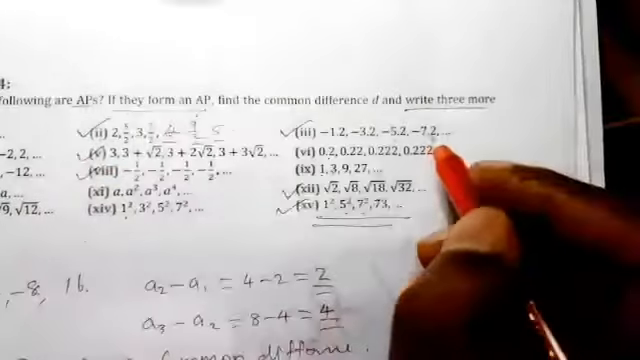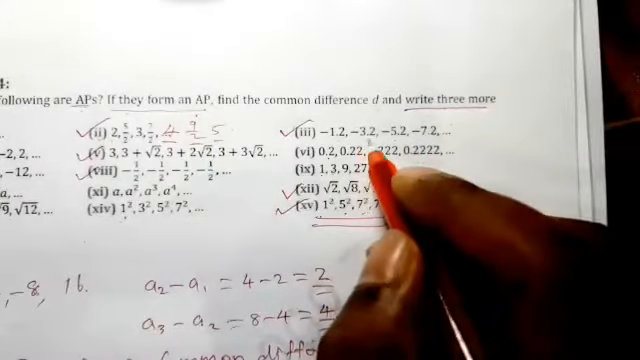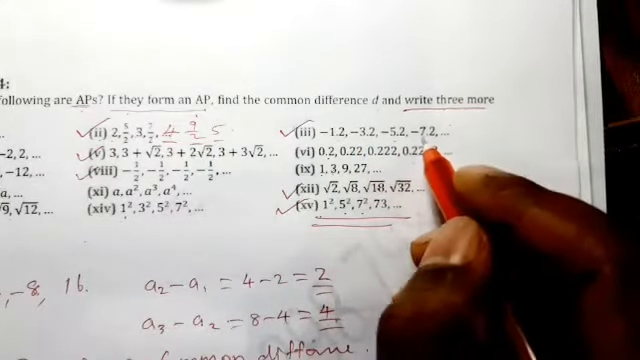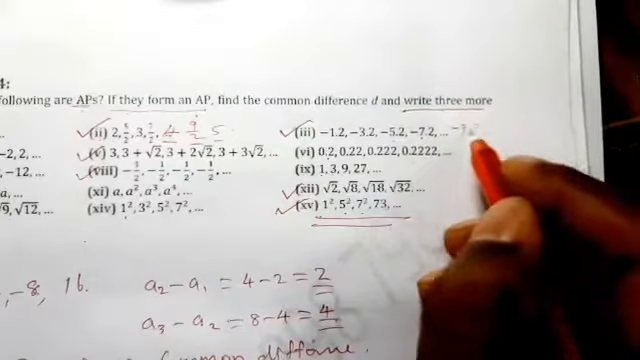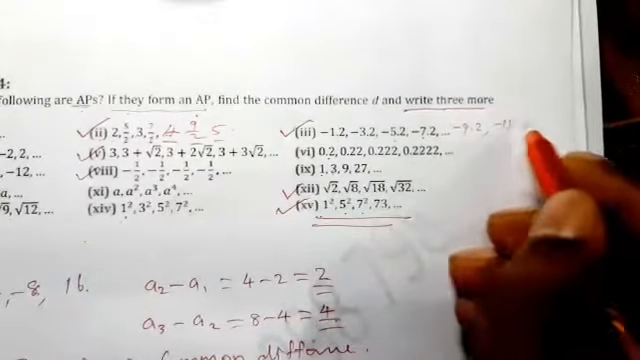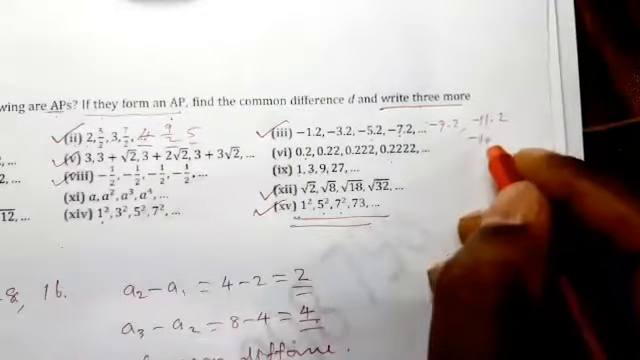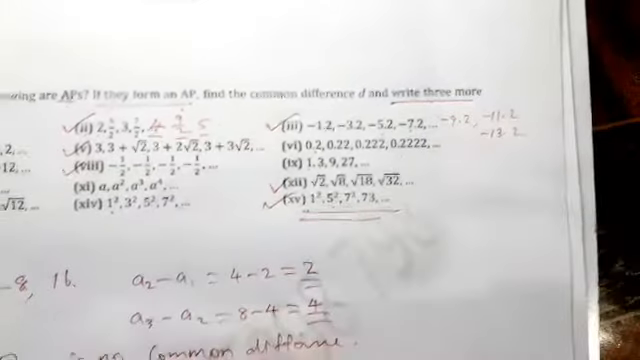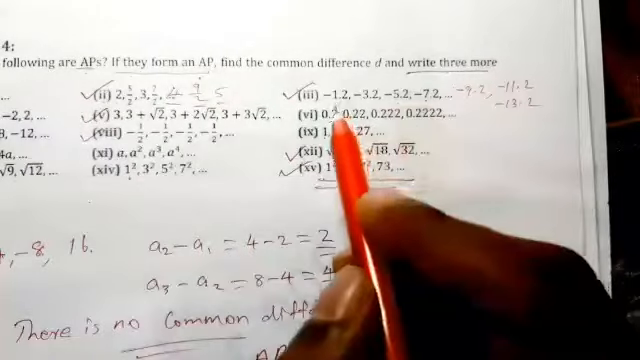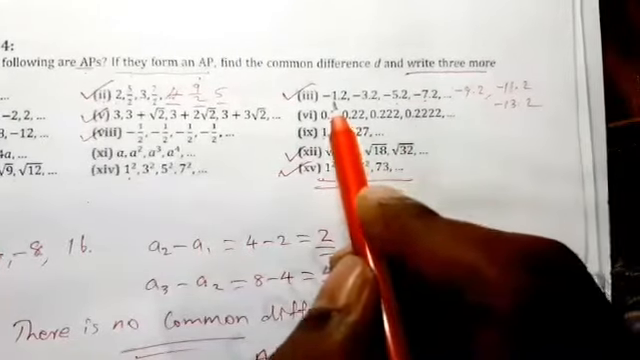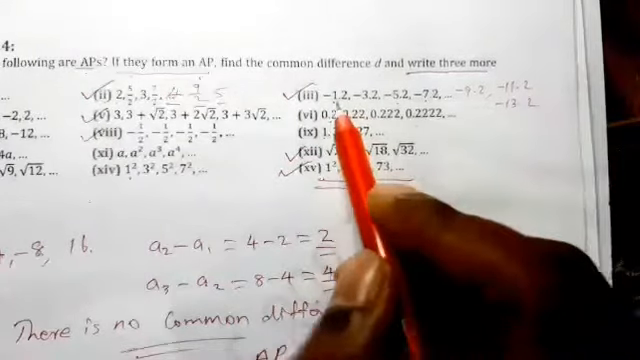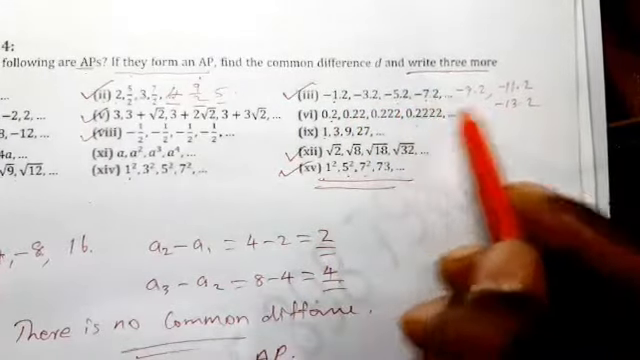Now here, minus 1.2, minus 3.2, minus 5.2, minus 7.2. So next will be minus 9.2, minus 11.2 and minus 13.2. So it is very easy. Just adding minus 2. Or we can understand that odd numbers are coming, 1, 3, 5, 7, and the 0.2 is also given. So it is very easy.